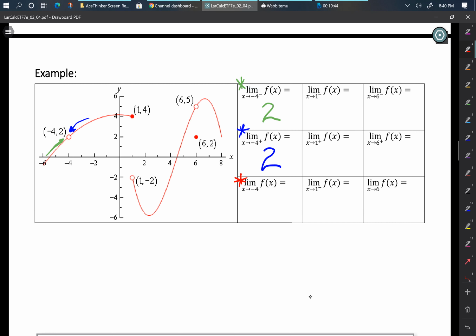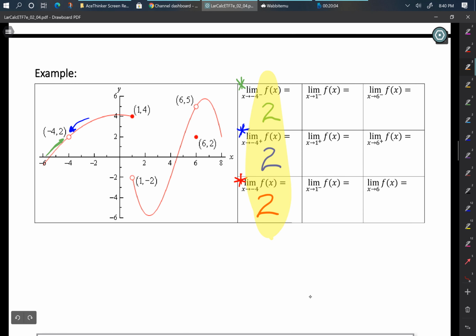Well, from the left we were going to 2, from the right we're going to 2, so we're going to say that since the left matches the right, our limit is 2. If the left-hand limit matches the right-hand limit, that is the limit of the function.